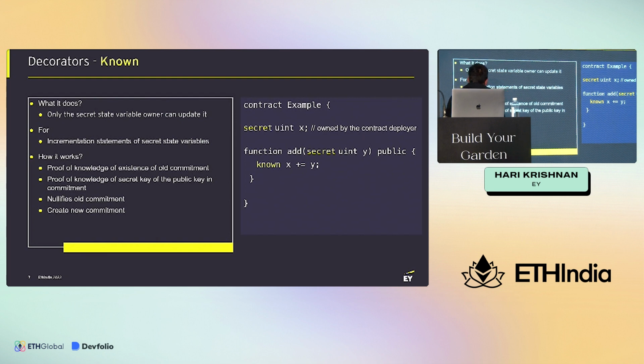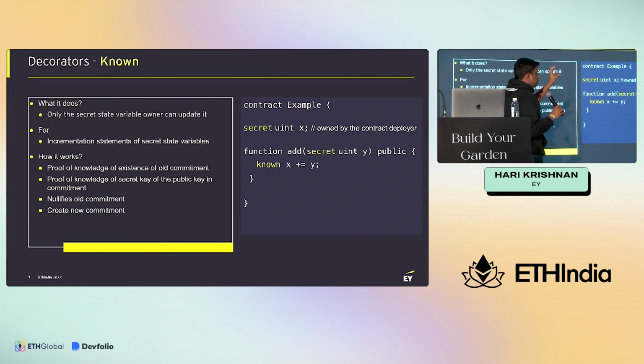So for somebody to call the known function, you have to submit a couple of proofs. The first one is the proof of knowledge of the existence of the old commitment. This is done without really revealing the commitment by using the Timber tree. Second is providing the knowledge of the secret key. Knowledge of the secret key is related to what the public key is, and you just have to authenticate who you are. And then once you do that, you have to nullify the commitment, which means you delete the commitment from your database, and then you add the new commitment. So that's what known does.